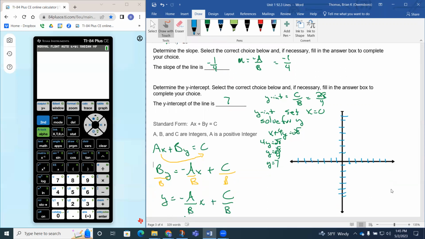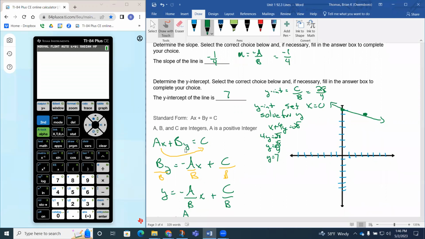If I want to graph the line, I can graph the y-intercept, which was 7. 1, 2, 3, 4, 5, 6, 7. And then my slope would be down 1 over 4. So down 1, then over 1, 2, 3, 4. So probably a little bit more to the right. My line would just be passing through those 2 points. So that would be the equation of the line that has a y-intercept of 7 and a slope of negative 1/4.